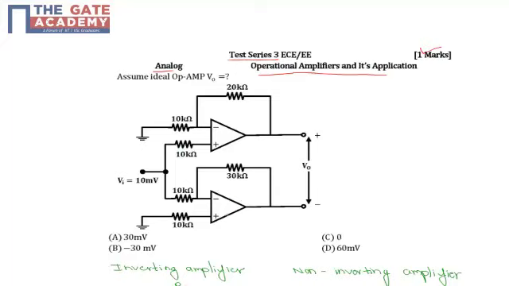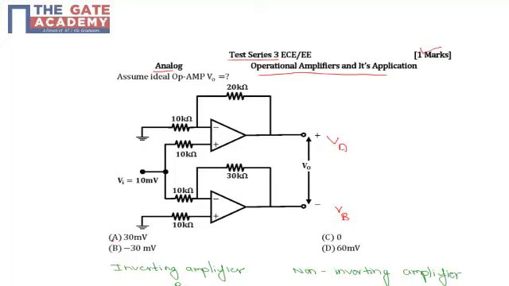Then coming to op amp 2, the negative terminal is connected with two resistances serially, 10 kilo ohms and 30 kilo ohms, and the positive terminal is connected with 10 kilo ohms, with the other end grounded. Both op amp 1 and op amp 2 are connected with an input voltage Vi of 10 millivolts. The output of op amp 1 we will call Va, and the output of op amp 2 we will call Vb. We need to calculate the output voltage across op amp 1 and op amp 2.